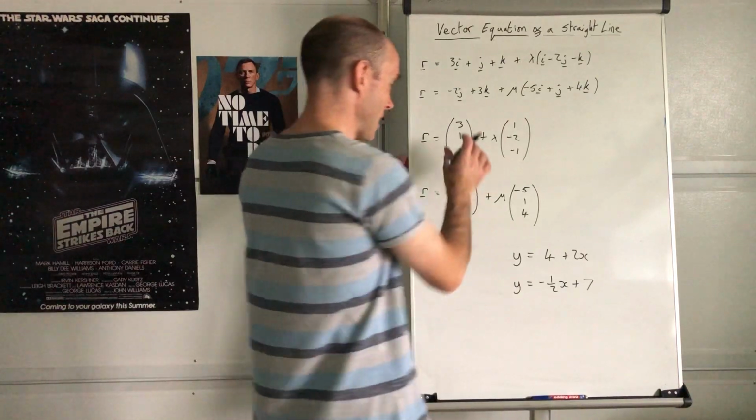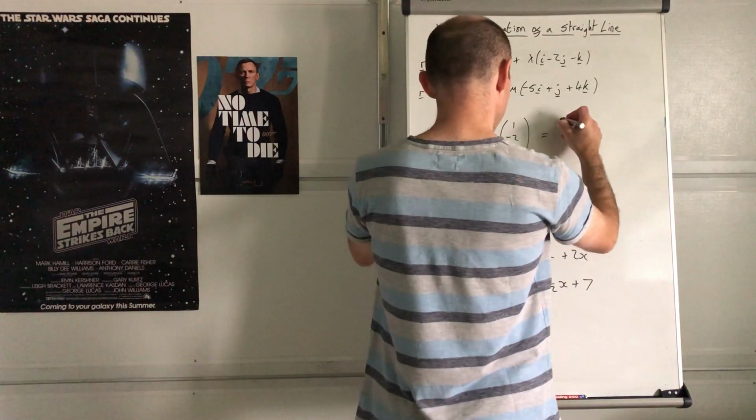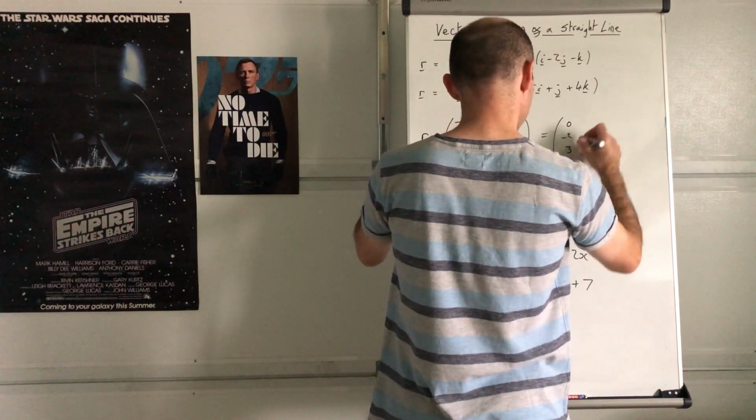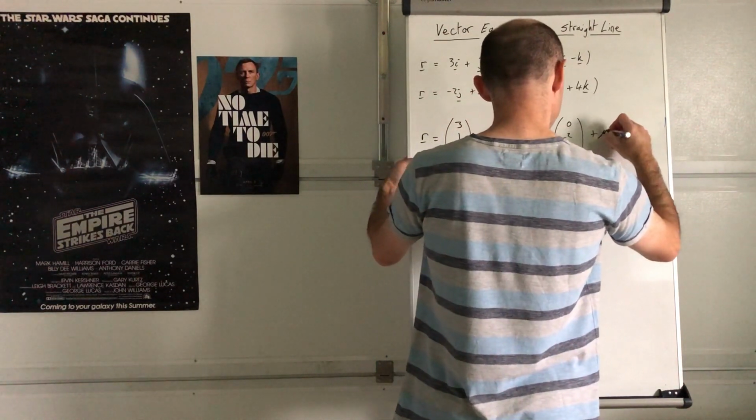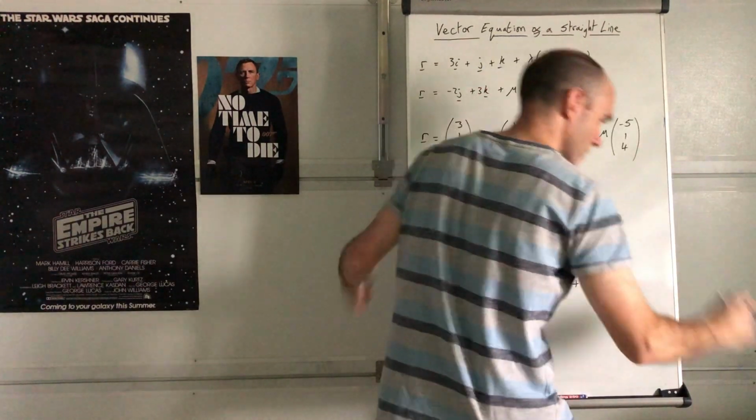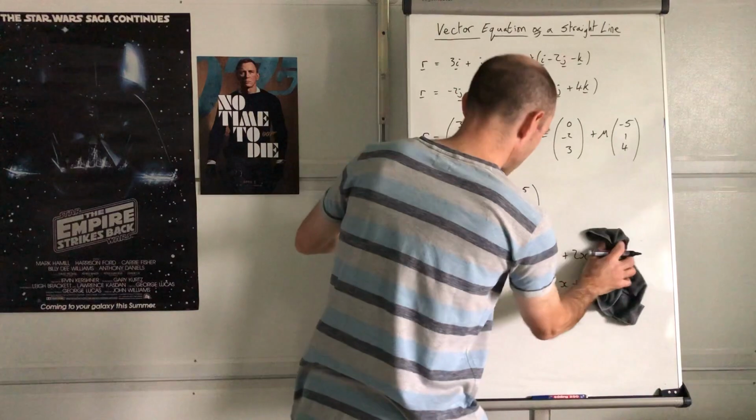Okay, so we're going to have (3, 1, 1) plus lambda (1, negative 2, negative 1) equal to (0, negative 2, 3) plus mu (negative 5, 1, 4). Let me just rub all of this off. Okay, so exactly the same thing.